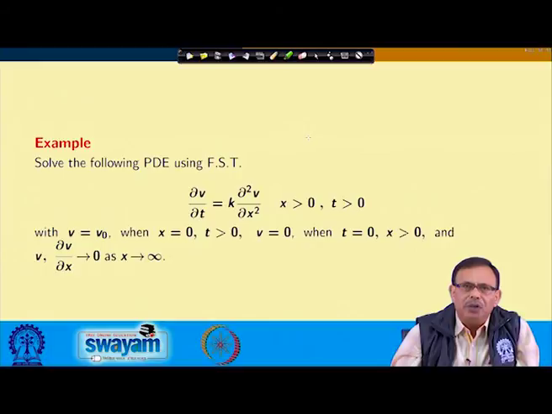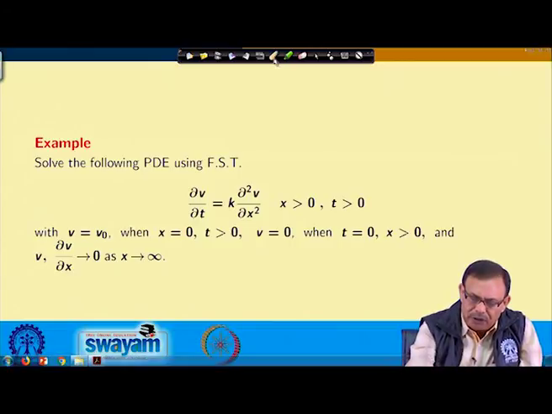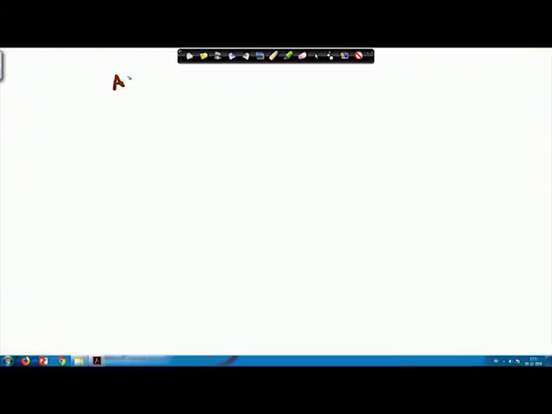So, once I know it from the conditions provided here, and since del v del x approaches 0 as x approaches infinity, I have to take the Fourier sine transform with respect to the variable x. So, let us see this one. So, you apply the Fourier sine transform with respect to the variable x.